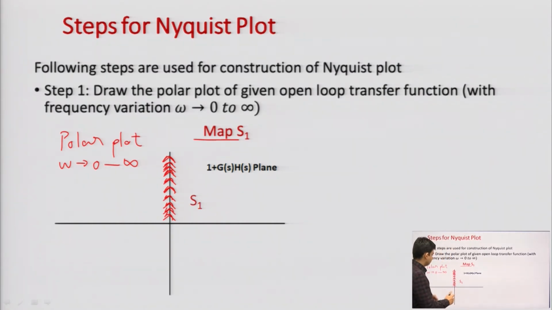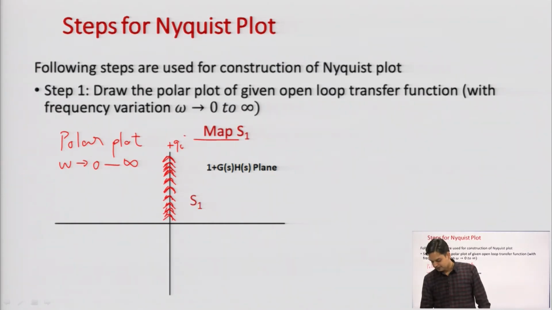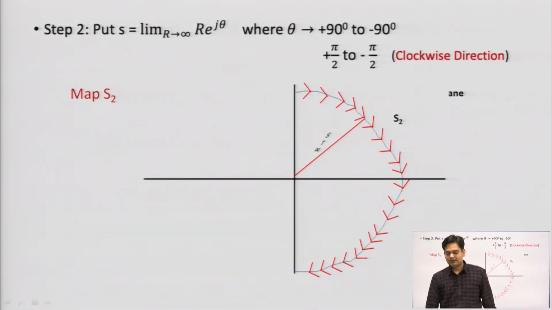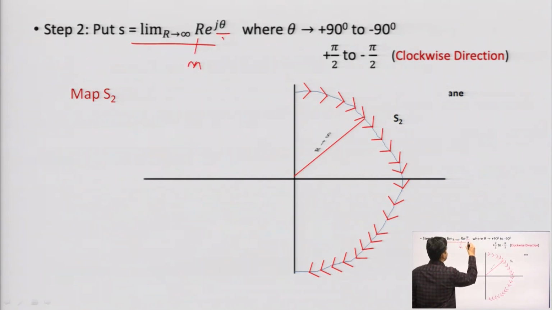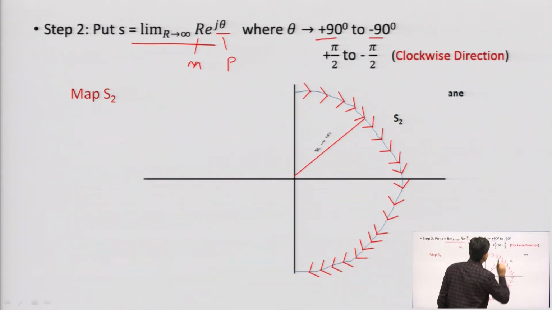So, this is equivalent to a Nyquist contour that we are making in the GSHS plane on the positive axis. Okay. So, it is lying, you can say, at plus 90 degree phase. This is the map S1. In the same way, what is my step S2? In step S2, we need to replace S by limit r tends to infinity of r exponential of j theta. This is basically the magnitude, and this one is the phase, you know it very well from the concept of complex numbers, where theta is varying from plus 90 to minus 90.